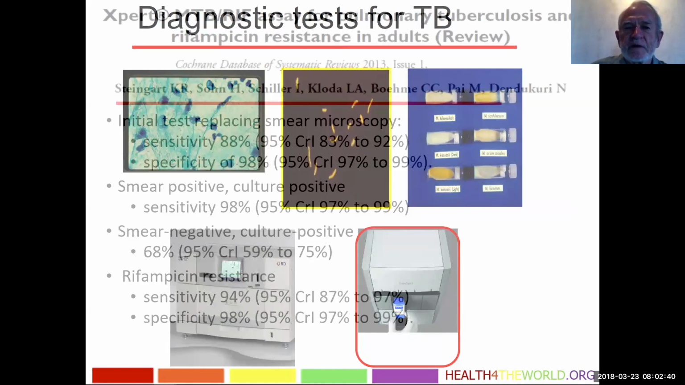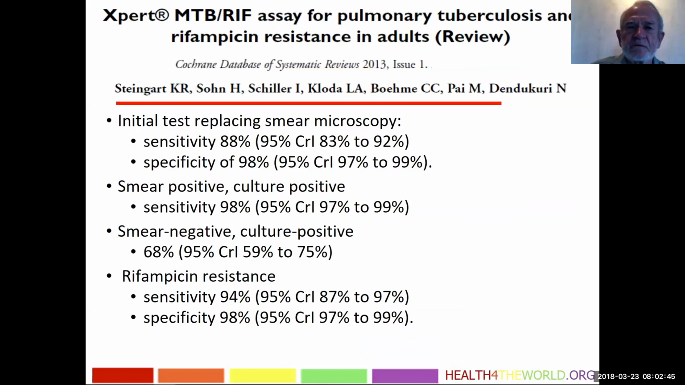This is a systematic review that shows the results of studies looking at the sensitivity and specificity of Xpert in detecting both Mycobacterium tuberculosis and rifampicin resistance. The first bullet shows the data when the test is used as an initial test, replacing smear microscopy. The sensitivity was found to be 88%, specificity 98%. This is using culture as the gold standard against which the performance of GeneXpert is compared.